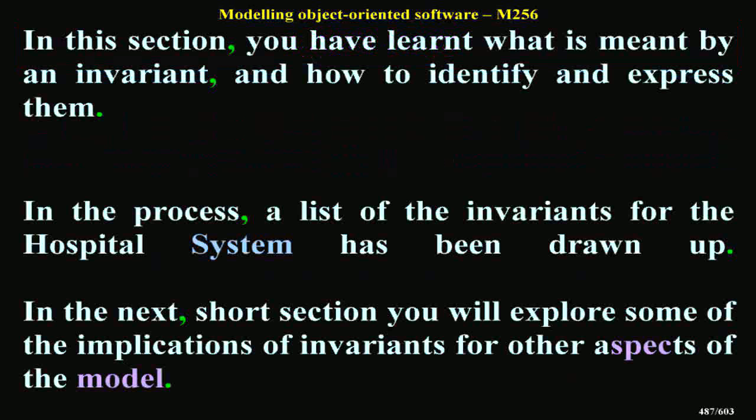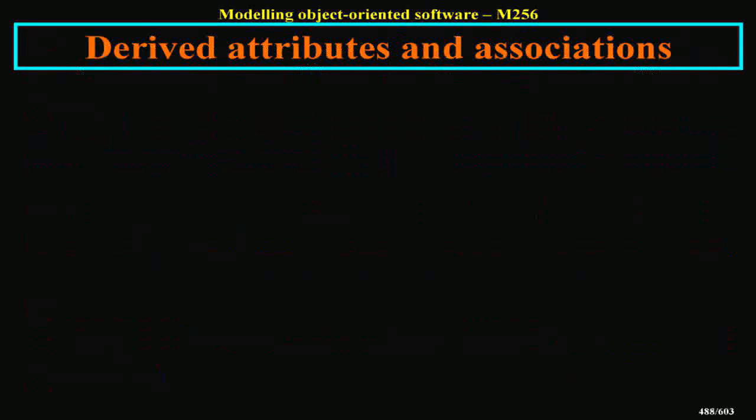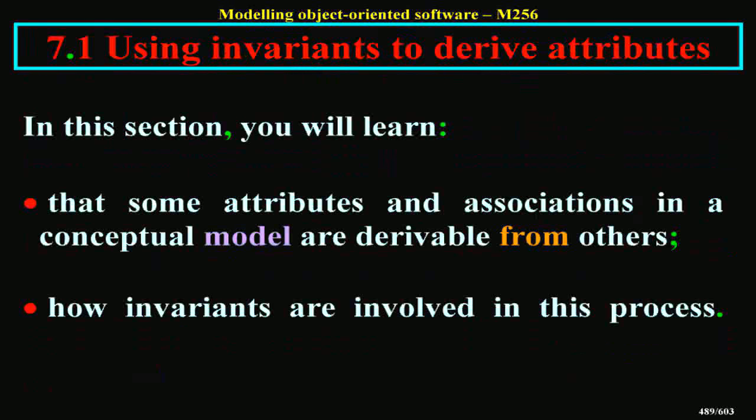In this section, you have learned what is meant by an invariant and how to identify and express them. In the process, a list of the invariants for the hospital system has been drawn up. In the next, short section you will explore some of the implications of invariants for other aspects of the model, derived attributes and associations. 7.1. Using invariants to derive attributes.